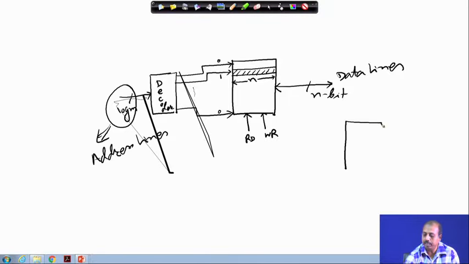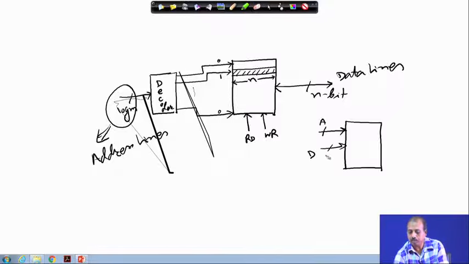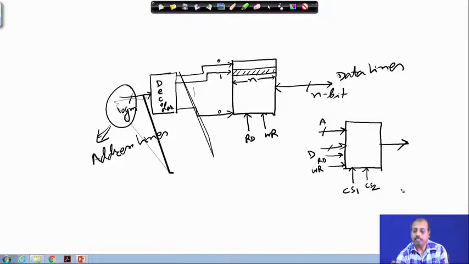So, we can say that it has the address lines A, it has the data lines D, and it has some control lines. It has the read and write controls, and many of these memory chips will also have chip select signals CS, and there may be multiple such signals, CS1, CS2 like that. Each memory chip has some capacity, like it may be say 4K, it may be say 2K.